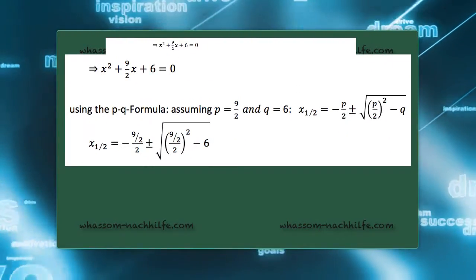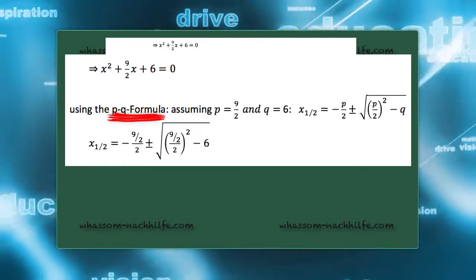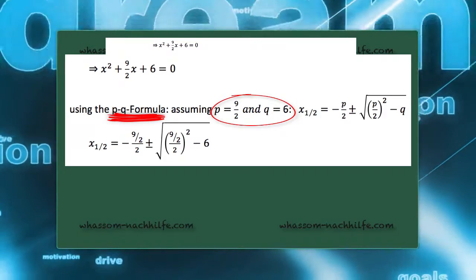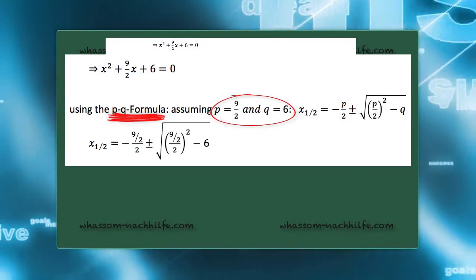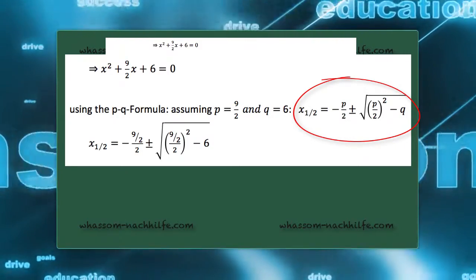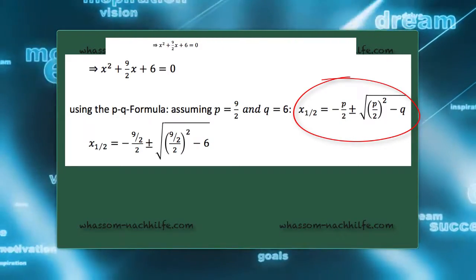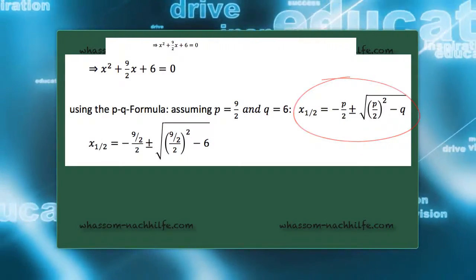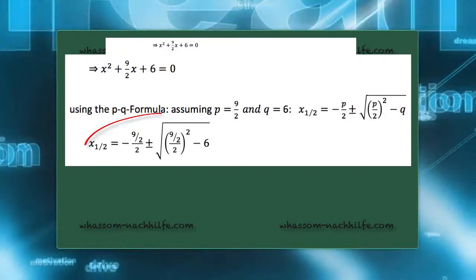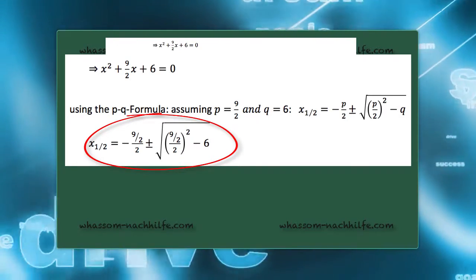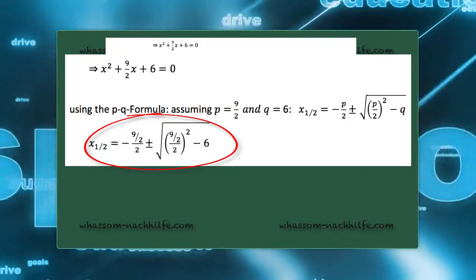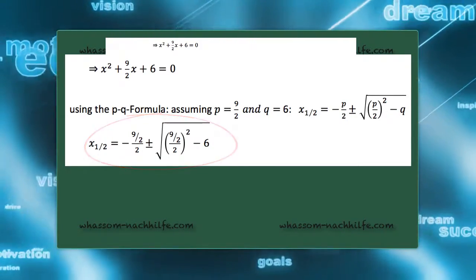By using the PQ formula, we're going to assume P equals 9.5 and Q equals 6. And by using the general solution, x sub 1 or 2 equals minus P divided by 2 plus minus the square root of P over 2 squared minus Q. And by replacing P and Q with their values in the general solution, we will obtain x sub 1 and 2 equals 9.5 divided by 2 plus minus the square root of 9.5 divided by 2 squared minus 6.